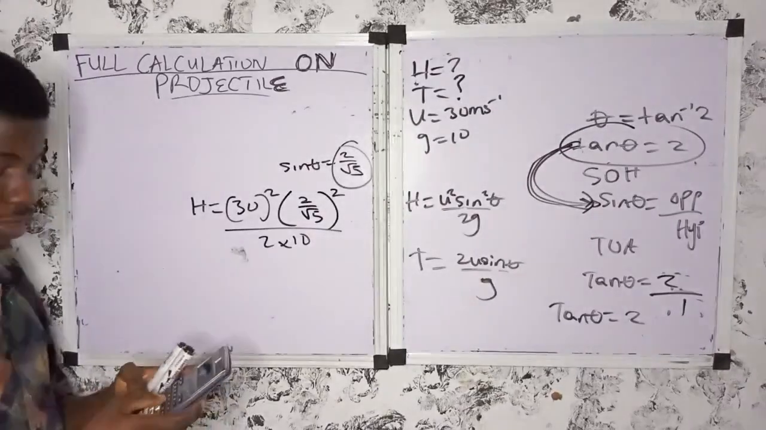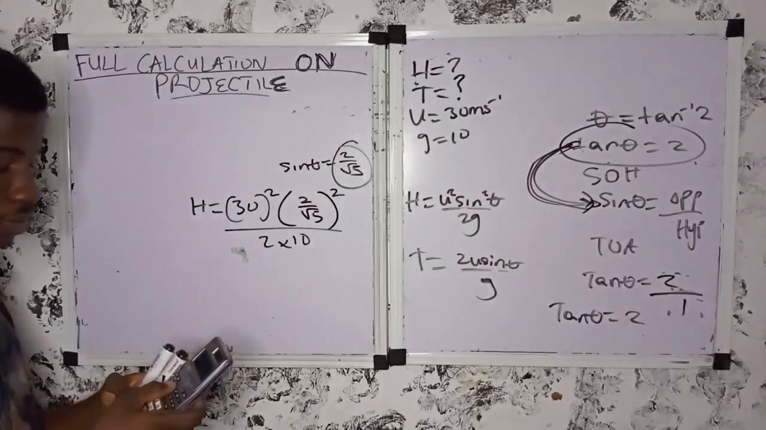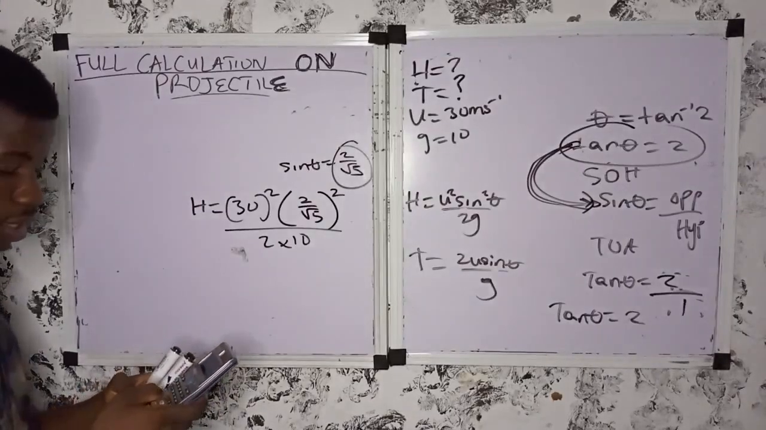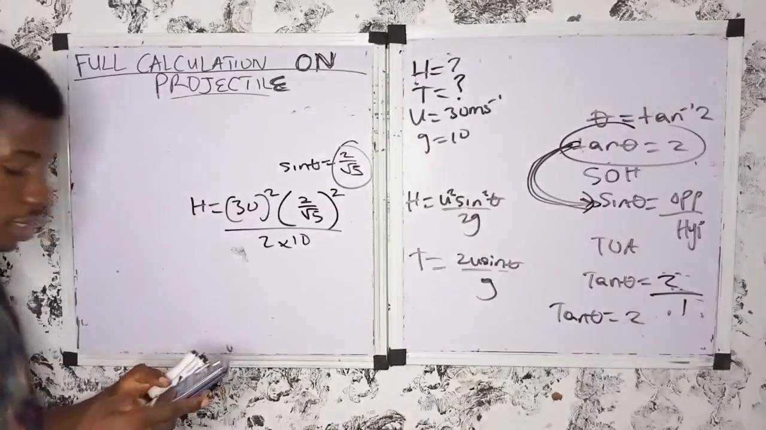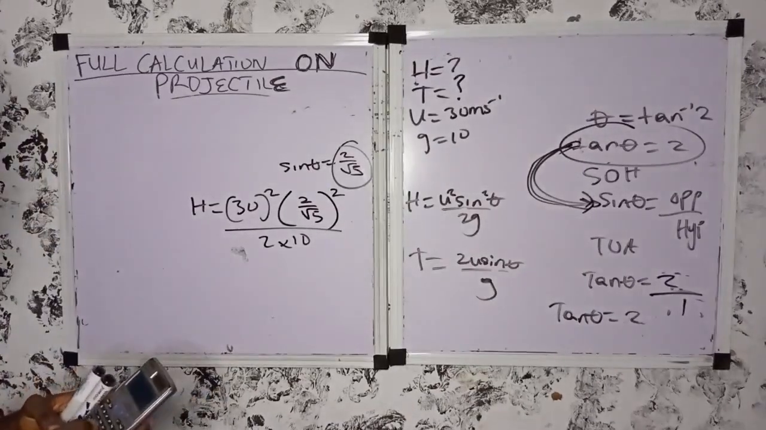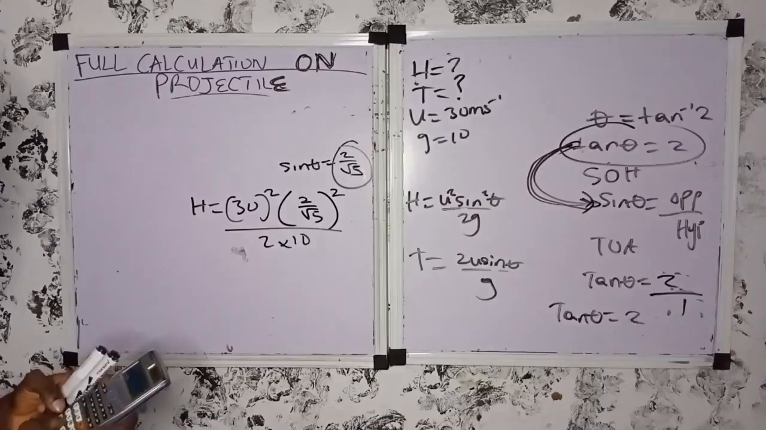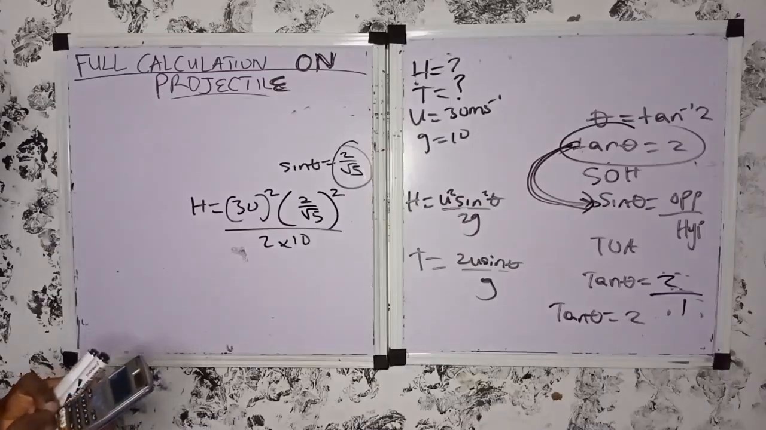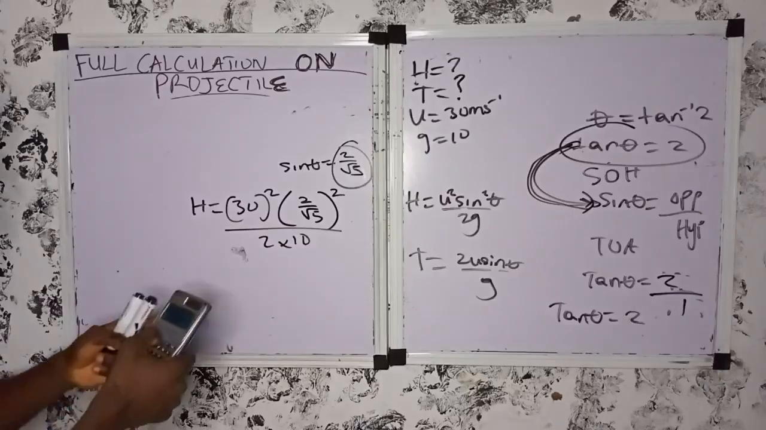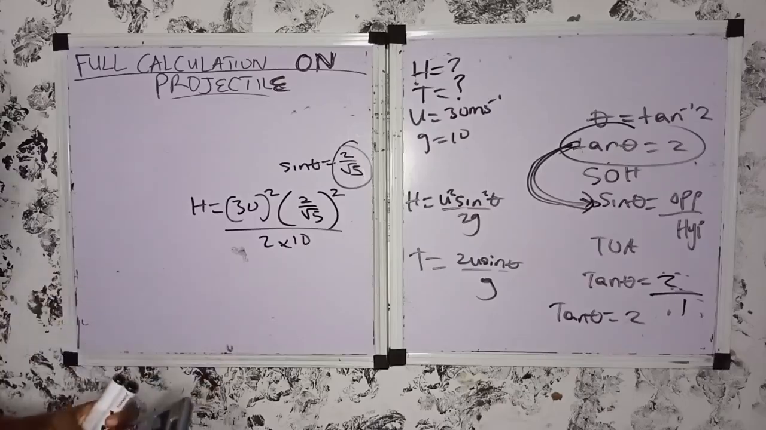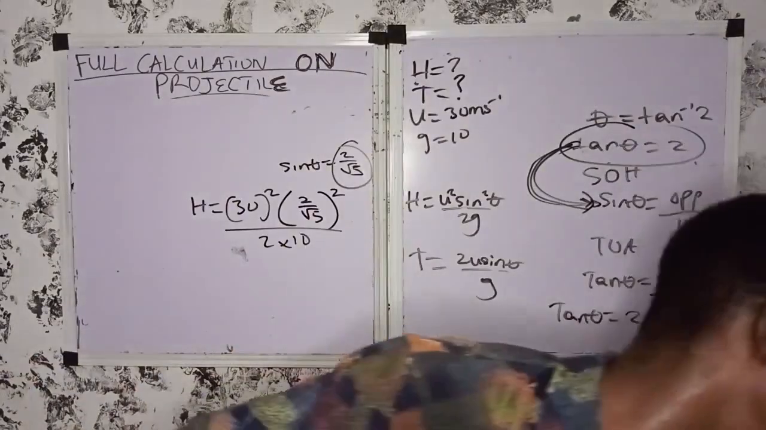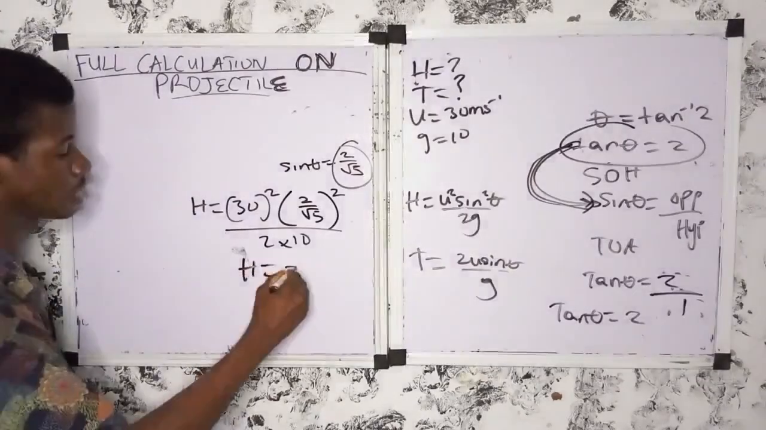All right, 30 squared. Wait, let me start again. Bracket open, 30 squared, bracket close, then bracket open again, 2 divided by root 5, bracket close, all squared. Then divide by 20. When we divide by 20, our maximum height is 36. So the maximum height is 36 meters.